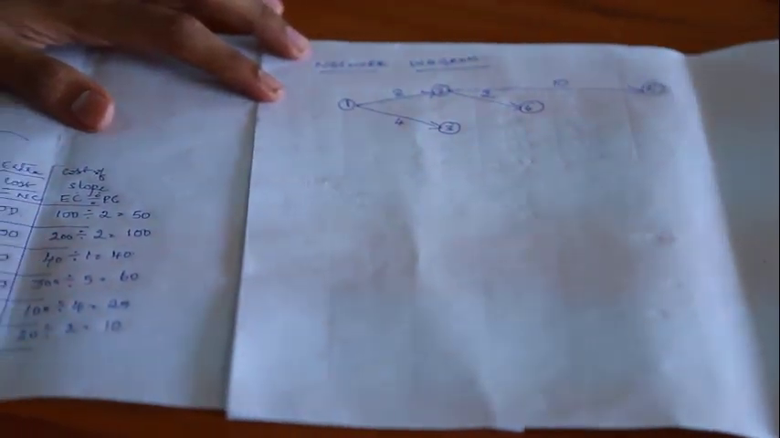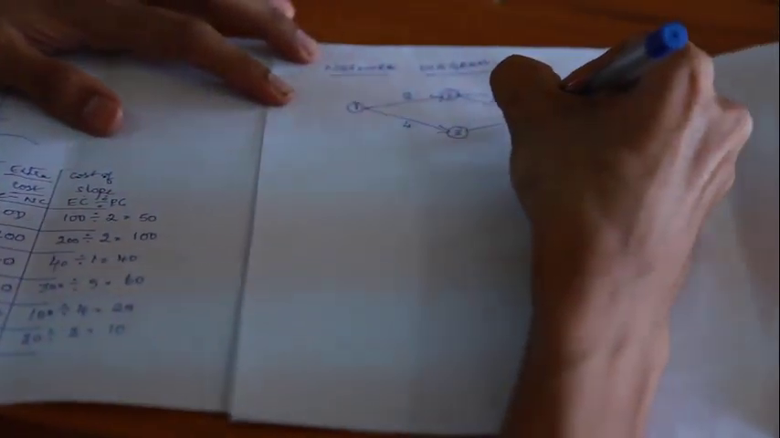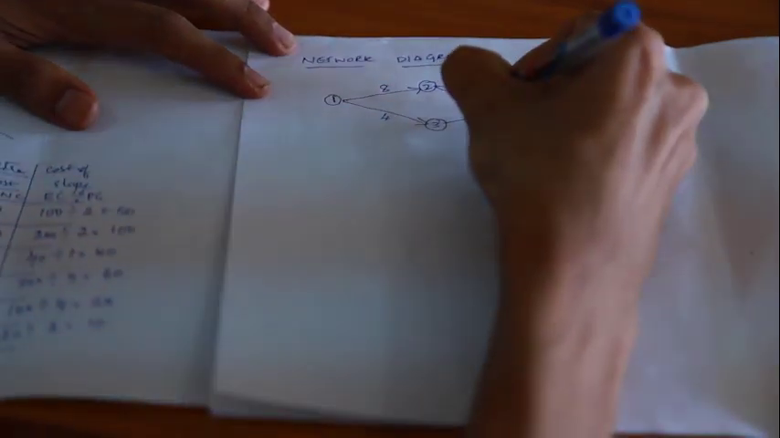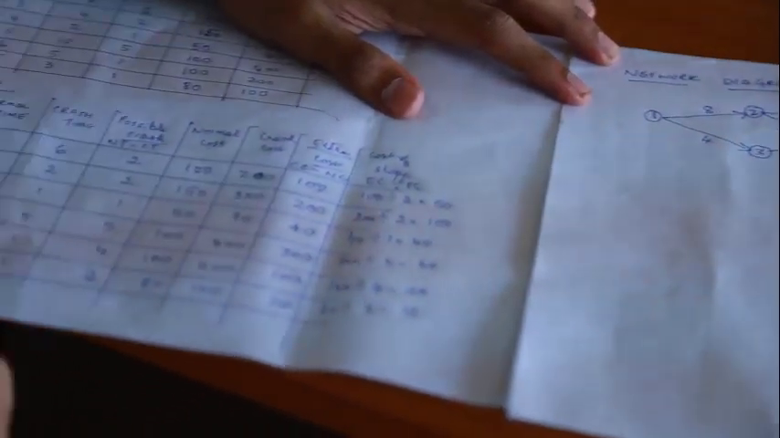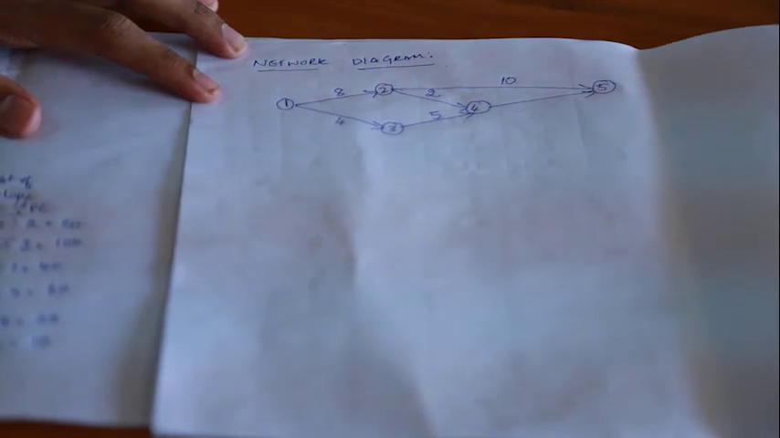Next, activity 3 to 4. The normal time is 5. Next, the last activity, activity 4 to 5. The normal time is 3. Alright.